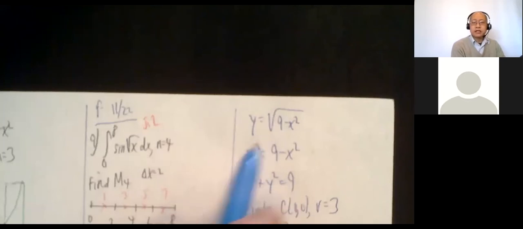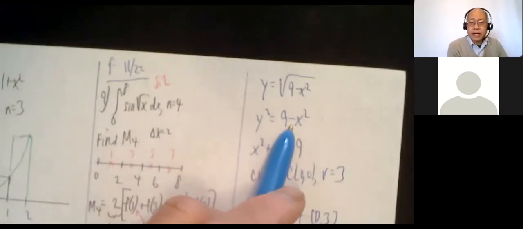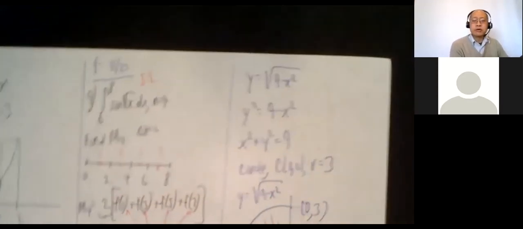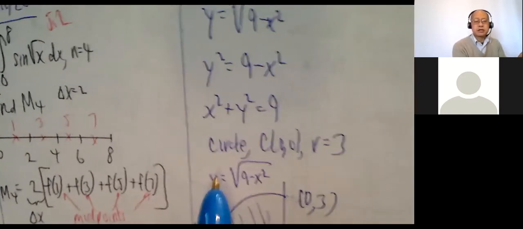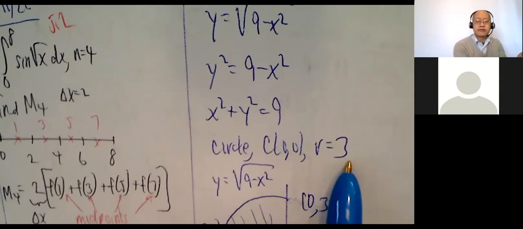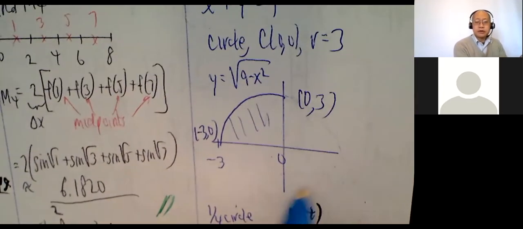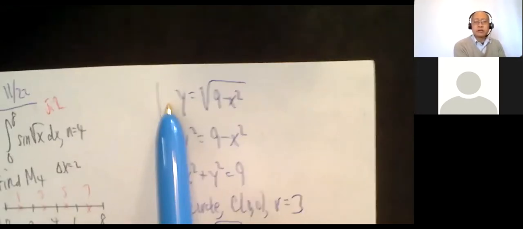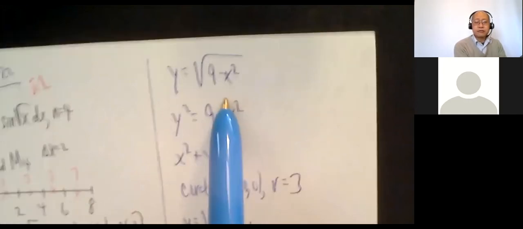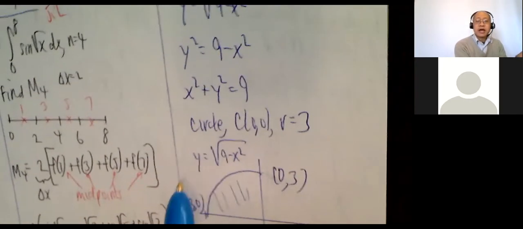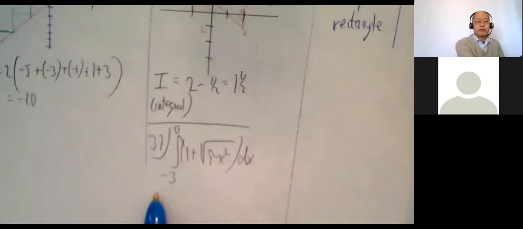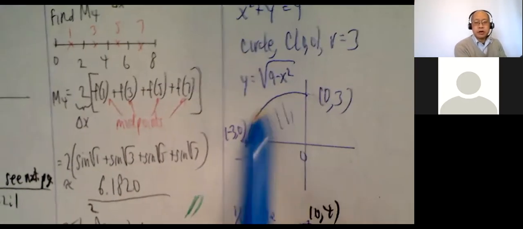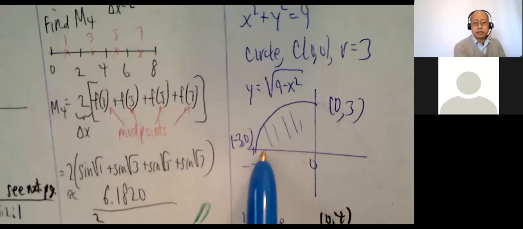If I square both sides, y squared equals 9 minus x squared. Add x squared: x squared plus y squared equals 9. Oh, that's a circle with the center of the origin, radius of 3. So the entire circle would look like this. Okay. But if I say y equals, a square root isn't going to be negative. So there's no negative part. And the original problem says only go from -3 to 0. So I only have this part right here, second quadrant portion.